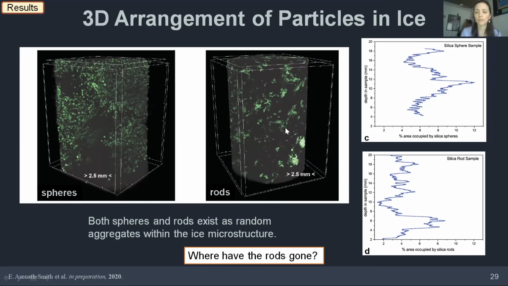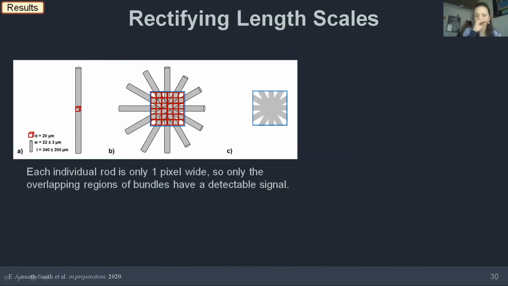It makes sense. In the right-hand panel, I'm telling you these are rods, but they don't look like the rods that we've seen so far. And so I want to take a minute to explain that because length scales are really, really important to material scientists. So if we have a voxel size, which is sort of the size of a three-dimensional pixel in the micro CT, it's on the order of 20 micrometers. The silica rods are on the order of 350 micrometers long, but they are only about 20 micrometers wide. And so essentially one silica rod is only one voxel wide.